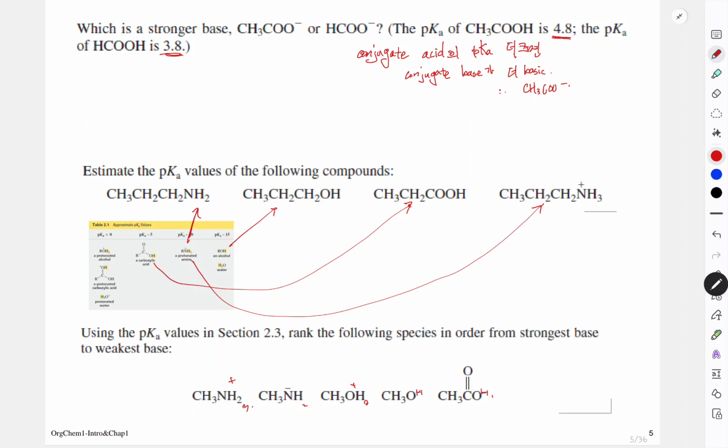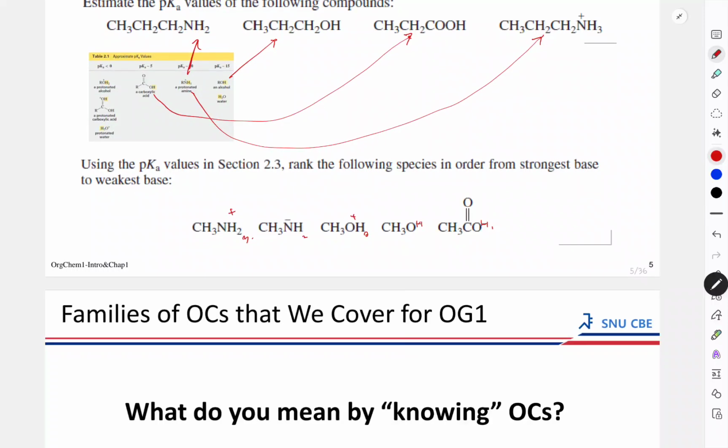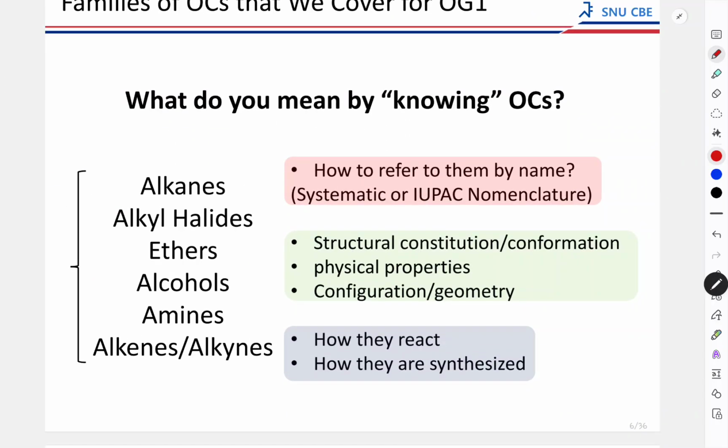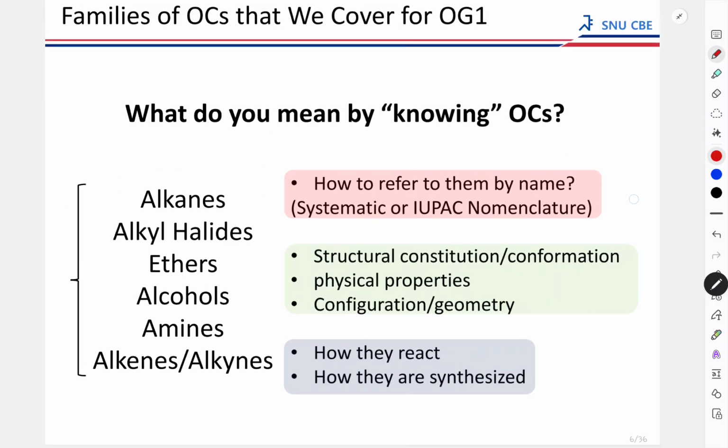Okay, so again, you should be able to identify the conjugate acid for a given conjugate base, and referring to the pKa values for each species, you can make the order. Okay, so easy one. All right, that's what we discussed for the acid-base chemistry, and we also discussed the stability of A- species, right? Conjugate base.